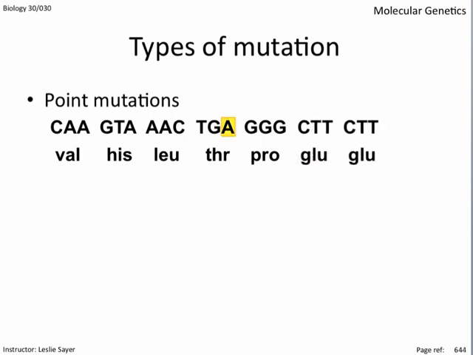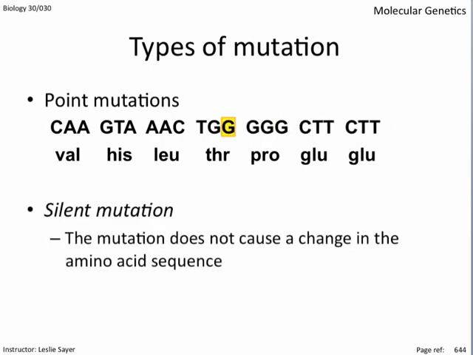If a substitution mutation caused the adenine here to change to a guanine, the resulting amino acid would change from a threonine to a, well, still threonine. This is called a silent mutation. The mutation does not cause a change in the amino acid sequence. These are all examples of point mutations.